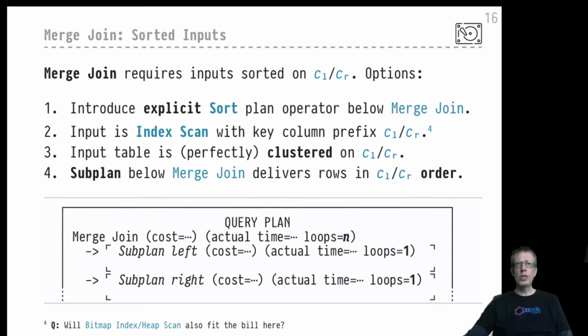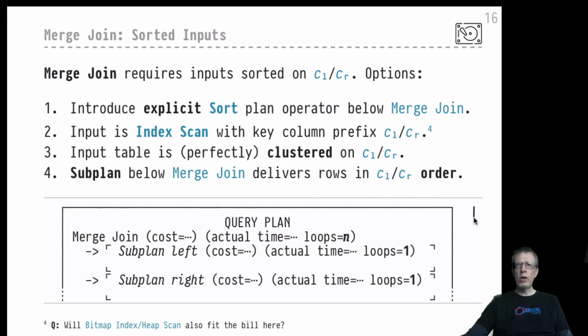First, sorted inputs. This is a requirement for merge join, and the system has to make sure that the plan is organized in such a way that once merge join comes into play, both inputs, the left and right table that flow into the merge join, are sorted in some way. Of course, there are many ways the system can make sure that this sort order is guaranteed. Well, it could, of course, introduce explicit sort plan operators below the merge join.